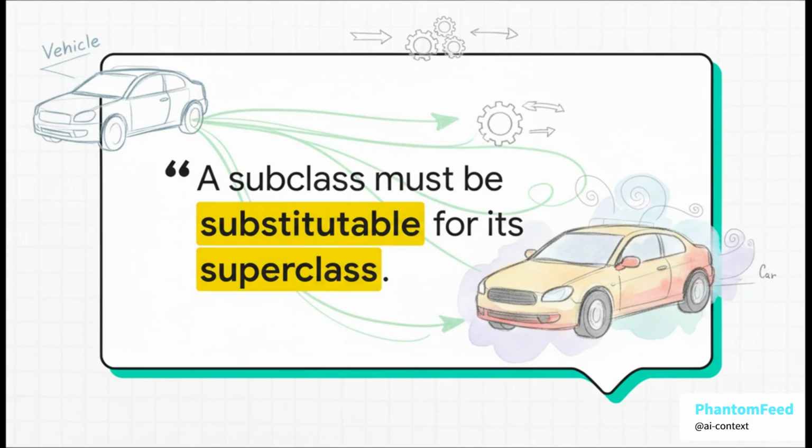But with great power comes great responsibility, right? For all this to work safely, we need a rule. And that rule has a fancy name, the Liskov Substitution Principle, or LSP. Basically, all it means is that if you have some code that works with a Vehicle, you should be able to give it a Car instead, and everything should still work perfectly, with no weird surprises.